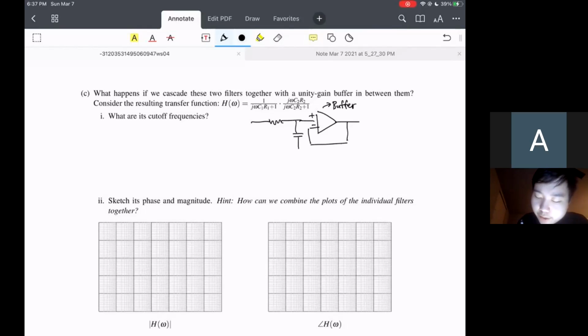And then after that, you have this high pass filter. And this is your final V out. These are all grounded. And this is just your final V out.